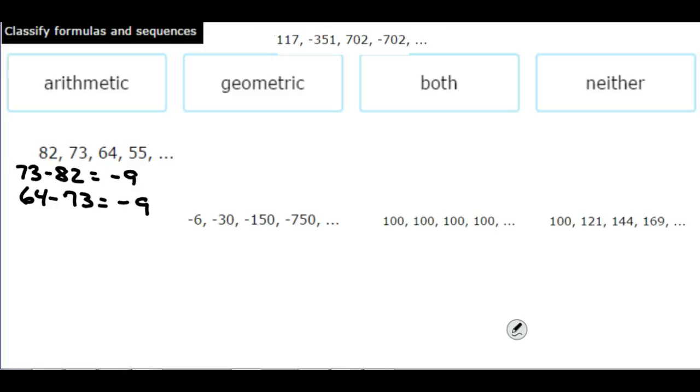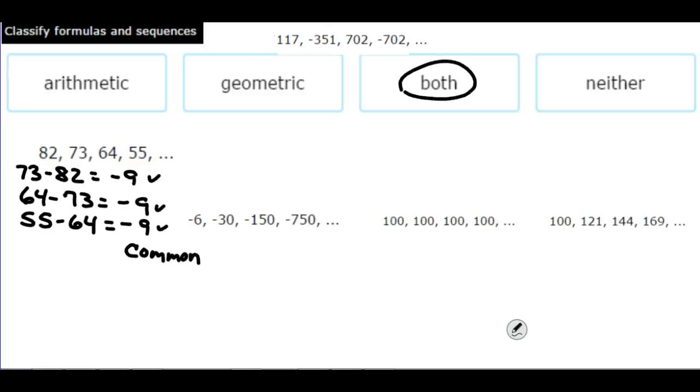And then we take the third set of numbers that we have here, the 55 minus the 64, and that's also going to be negative 9. If every one of those is exactly the same, meaning common, that's common. When something is shared, it is common. When it's all the same, it is common. If all of the differences are common, they are the same, that means that that particular list of numbers is an arithmetic sequence.